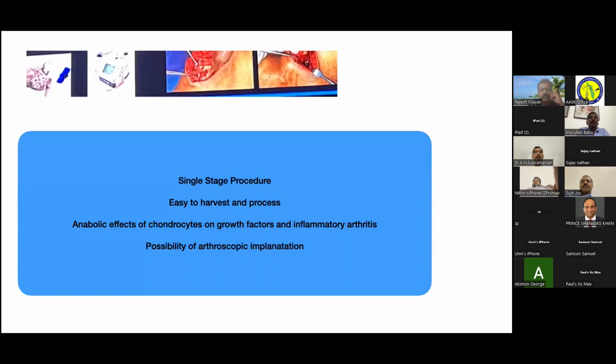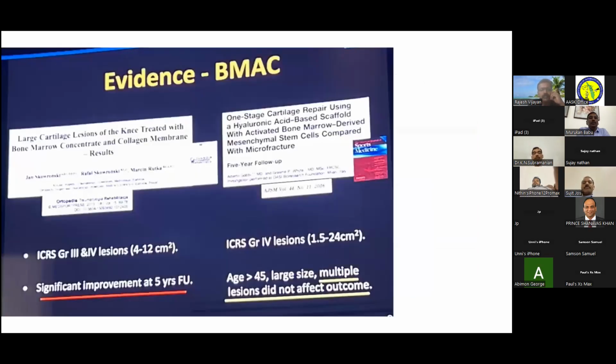What is the evidence of BMAC? You can see that up to 5-year follow-up, they have been shown to have good improvement, but beyond 5 years, they start declining. So something like microfracture is slightly better. As you can see, after 5 years the sustainability of the result that you got in the first 2 years may not be there after 4 or 5 years, because the patient will again start going into some cartilaginous lesions and start developing osteoarthritis also. That is the current evidence of BMAC.